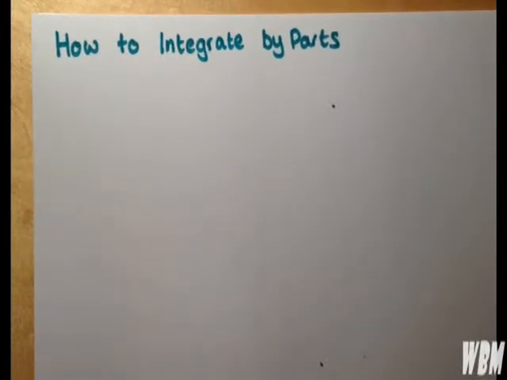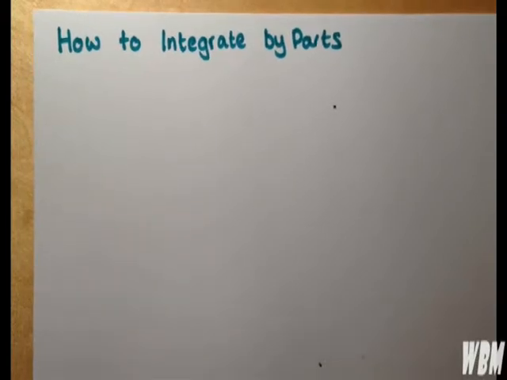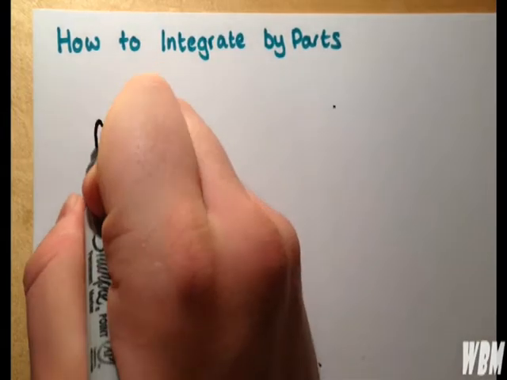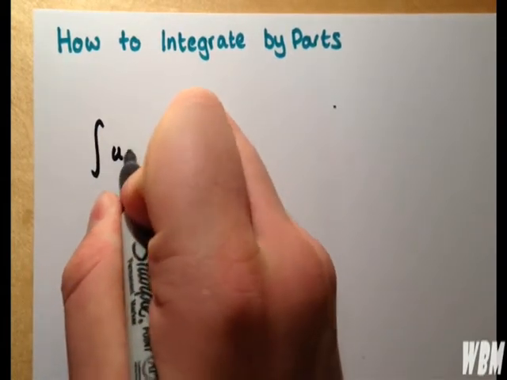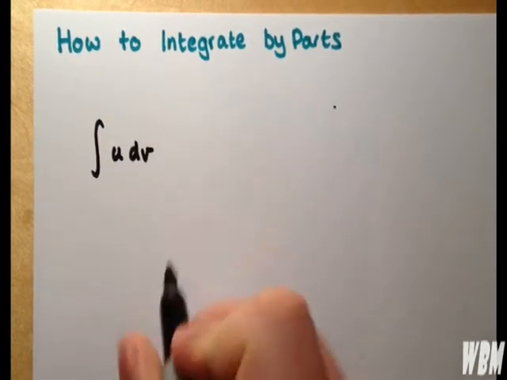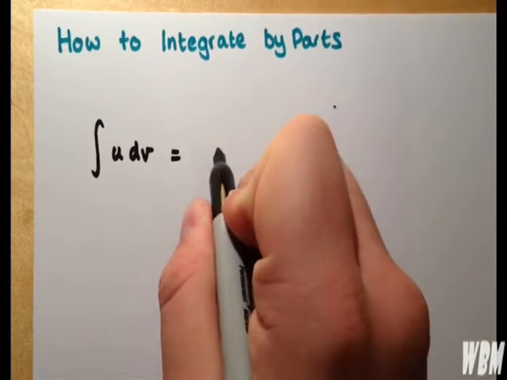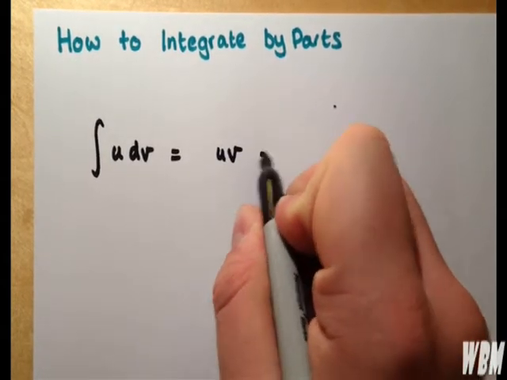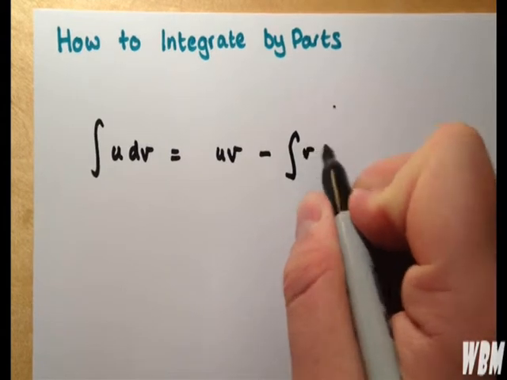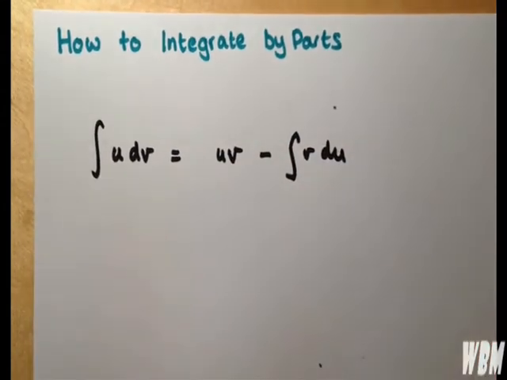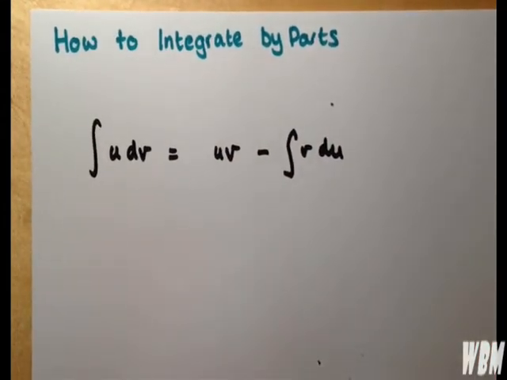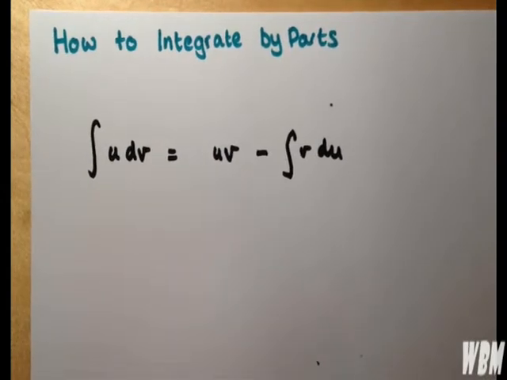Hello, this is an introductory video on how to integrate by parts. Now, integrating by parts essentially is taking use of the following formula. Integral of u with respect to v is equal to u v minus the integral of v du. Now, it's not as scary as it might look.